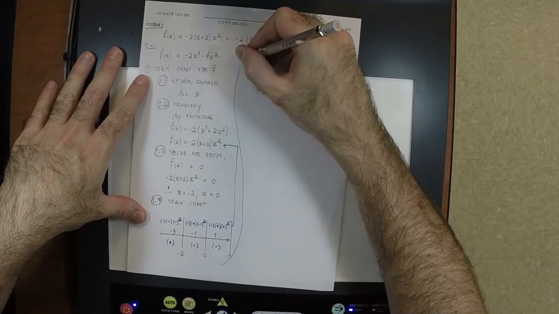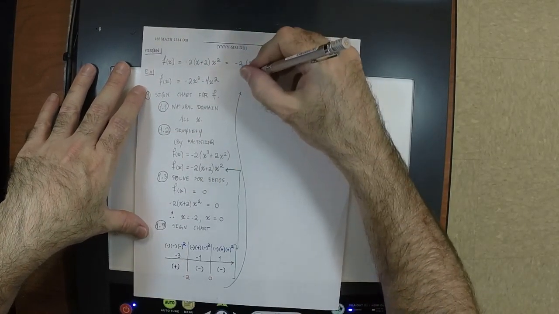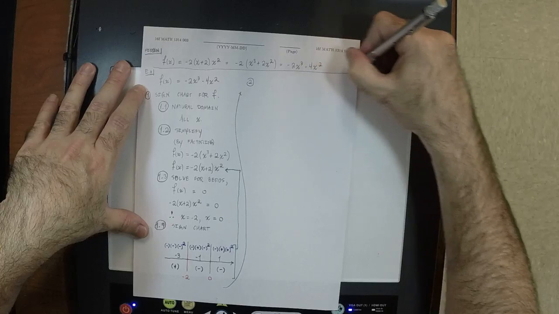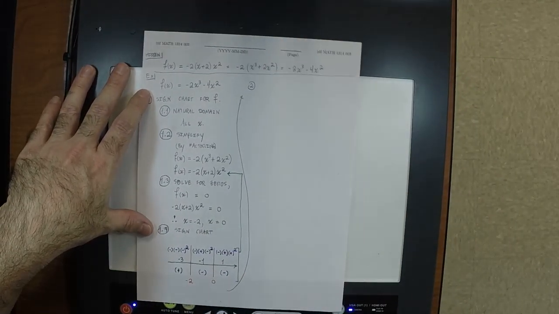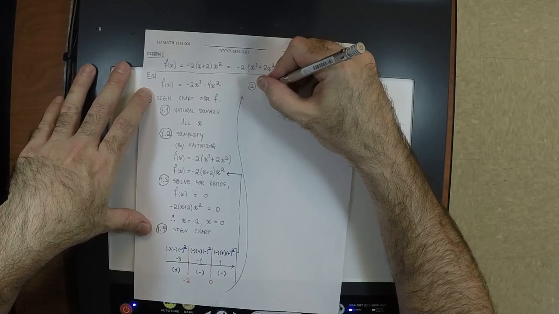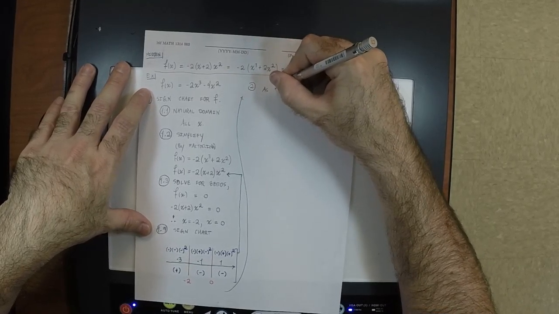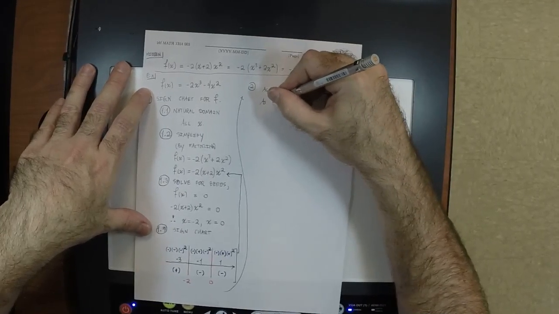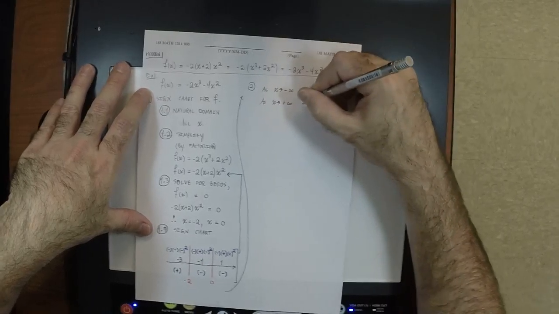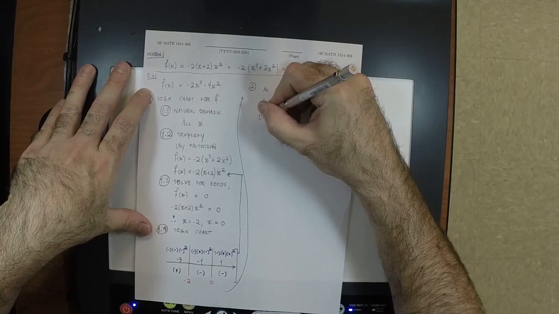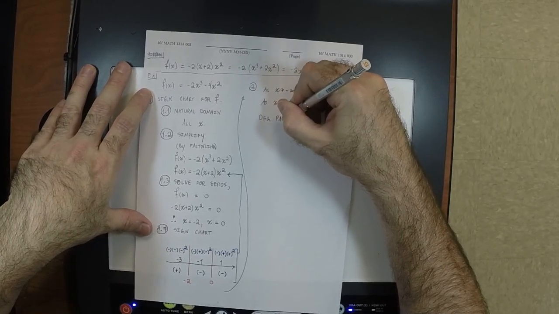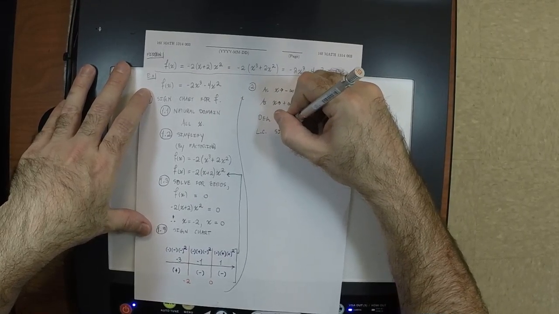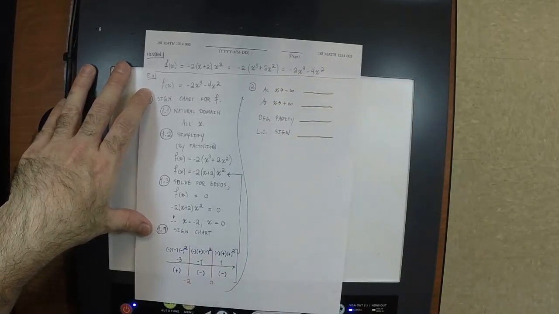Now, continuing up here. So continuing on the same trajectory, question 2. Question 1 was make the chart. Question 2 is, now I want you to answer a bunch of questions about f. As x goes to the left, blank. As x goes to the right, blank. The degree parity, blank. The leading coefficient sign, blank.